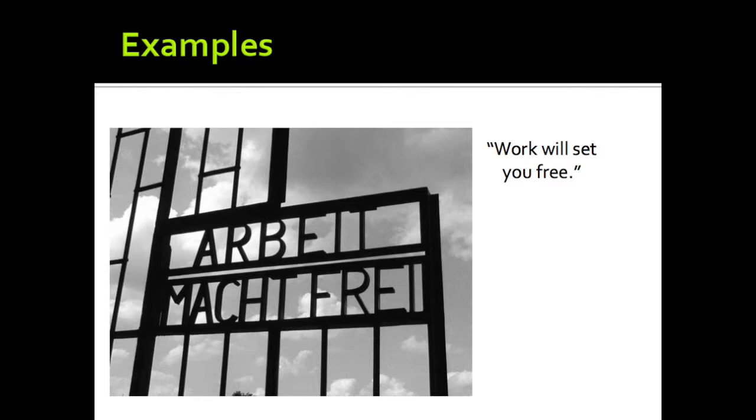This next example comes from a slogan that was seen outside of many of the concentration camps. It translates to "work will set you free." So this very phrase that people, the Jews, would see as they passed through would be incredibly powerful. It would suggest to them that they're going to work extremely hard before they die, and that maybe they'll find some form of freedom, maybe some form of mental therapy, before they ultimately are executed.